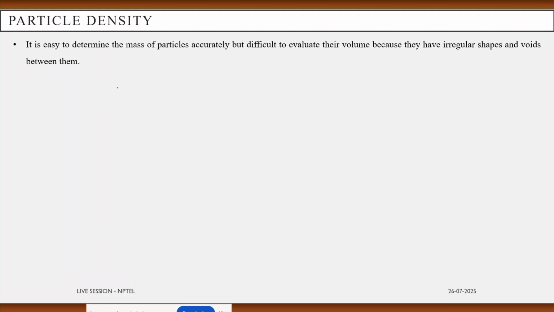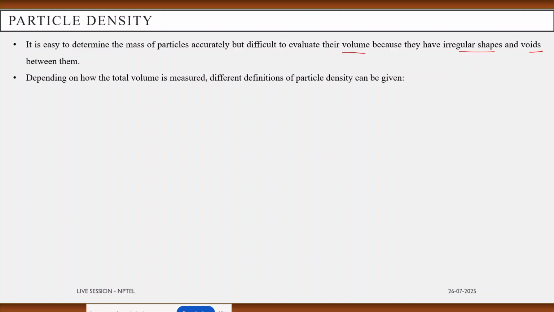So it is easy to determine the mass of the particle accurately, but it is very difficult to evaluate their volume because they have irregular shapes and voids between them. When we deal with some porous material, there will be voids and open pores or closed pores, so it will be very difficult for us to evaluate the accurate volume of the particle. So depending on how the total volume is measured, different definitions of the particle density can be given.